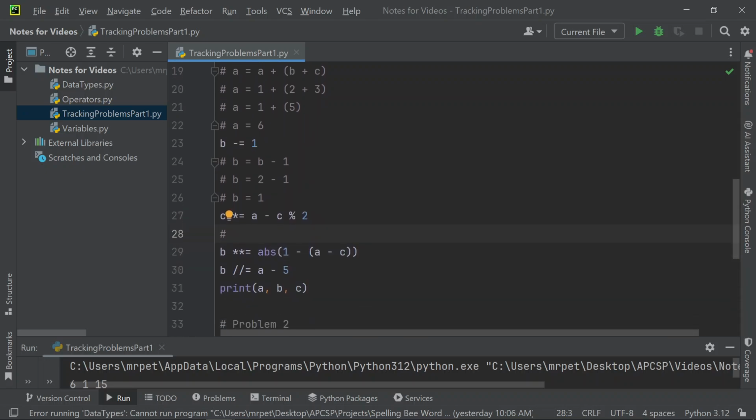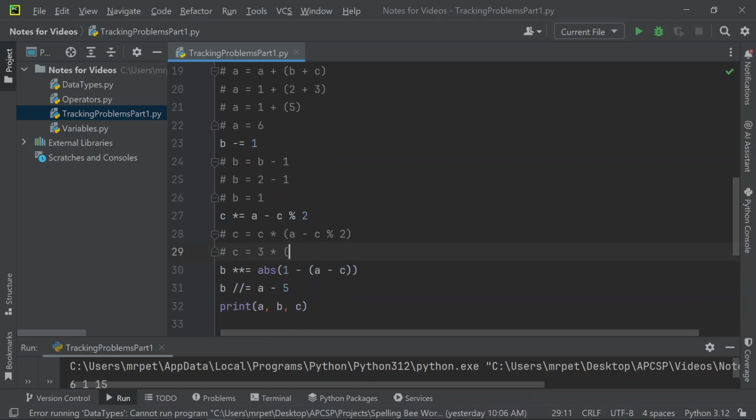All right, this and the next one are probably the hardest lines, so let's be very careful. When we say C times equals, we're saying you take the old value, C, and you multiply it times the entire right-hand side of the equation, like this. Then we can substitute those values. C is 3. A, where's A? I'm going to highlight, A is 6. Be very careful to substitute the correct values.